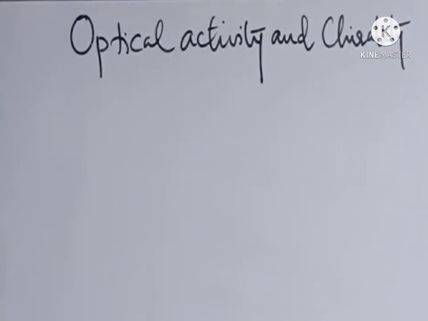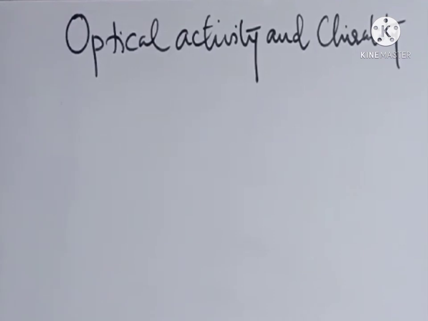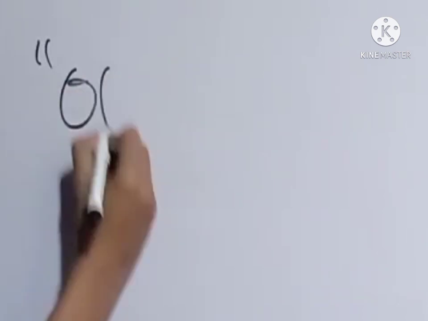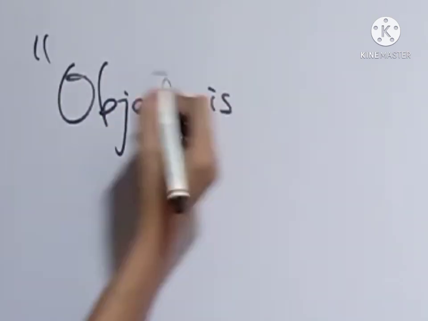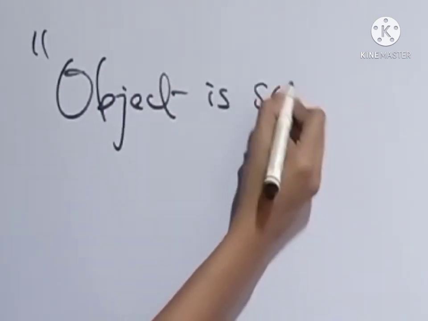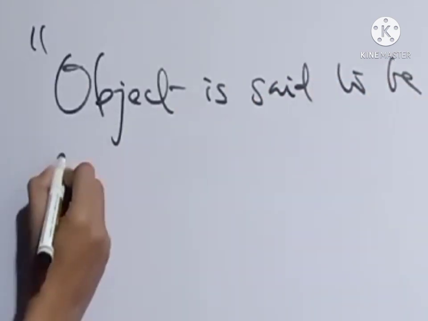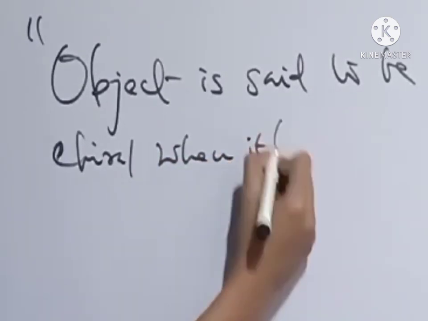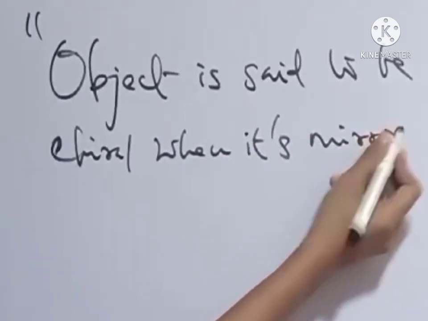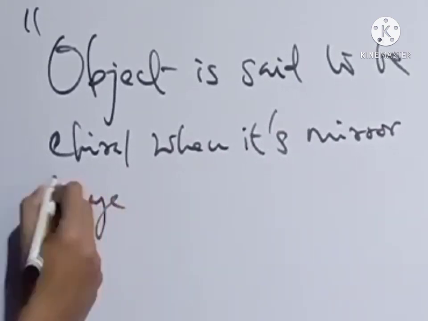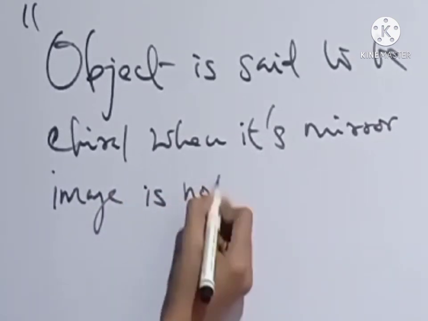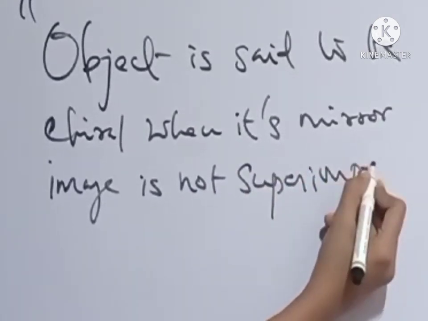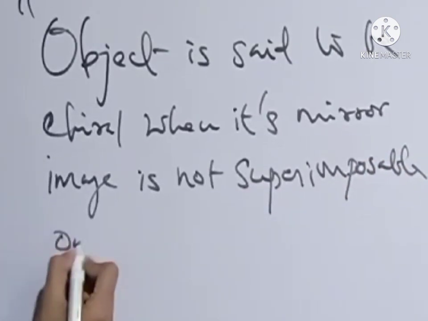Optical activity and chirality. Let us discuss how optical activity is related with chirality. An object is said to be chiral when its mirror image is not superimposable on it.